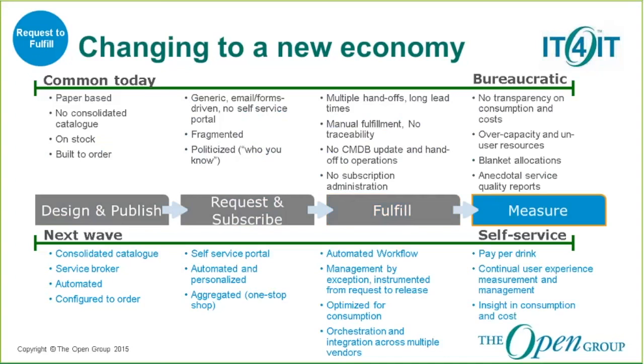And then measure. The largest change in measurement is moving from a blanket charge into charging for what the user is actually consuming, a pay-per-use model. Instead of fixed cost, move to more variable and influenceable costs. So the actual usage and consumption is monitored and shown to the consumer to influence the behavior and eliminate overcapacity. The consumer becomes in control of IT spending.